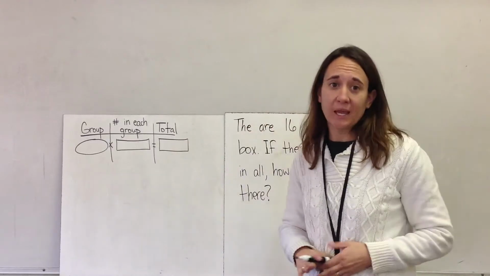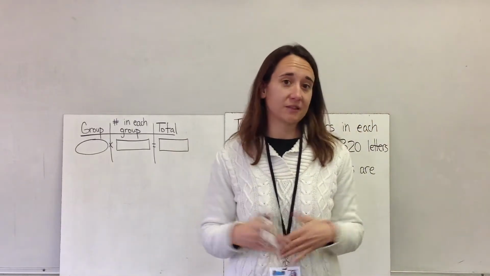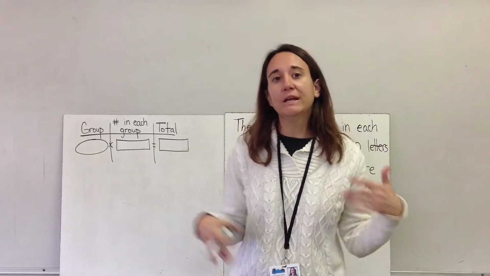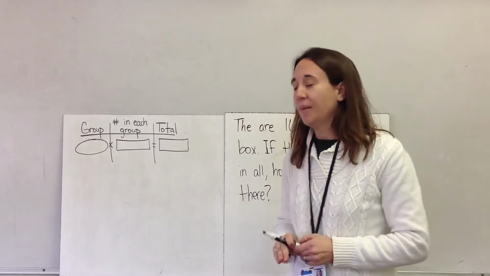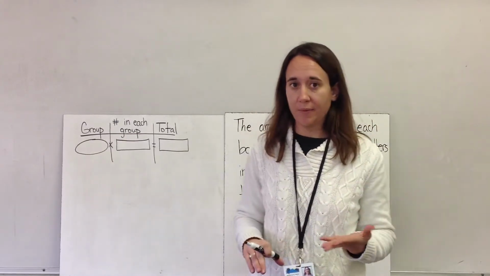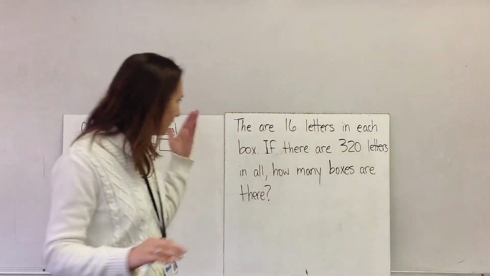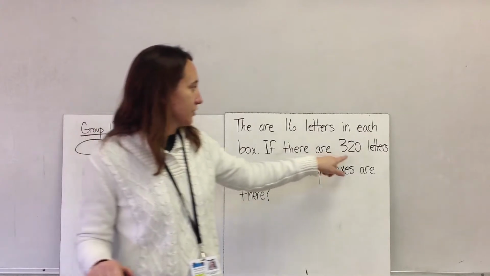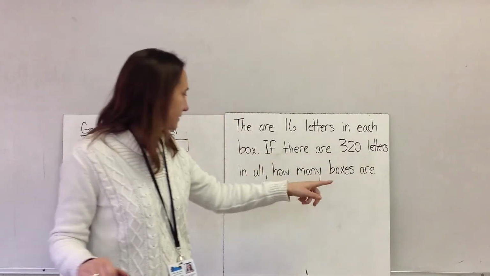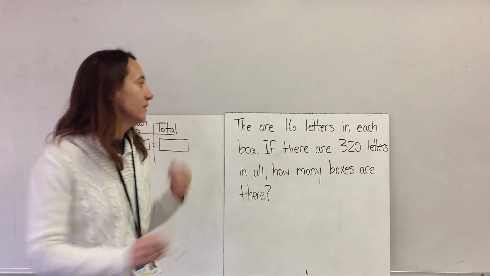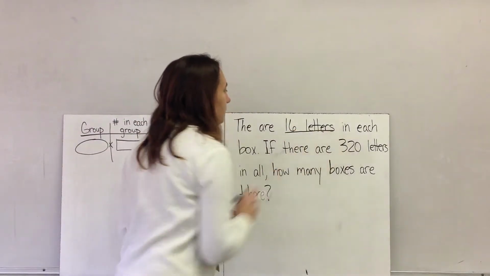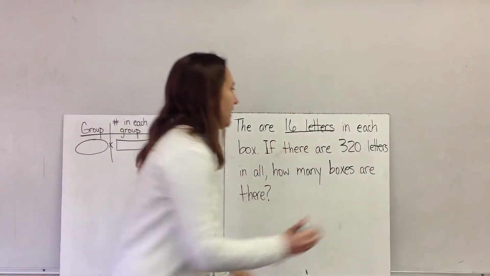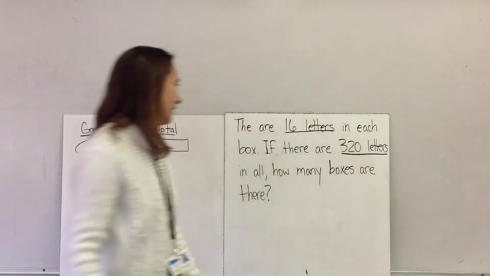There's different types of multiplication problems and division problems, just like there's different types of addition and subtraction problems. But the one that we've been focusing on the most this year has been what's called equal groups problems. So these are problems like this where you have, for example, there are 16 letters in each box. If there are 320 letters in all, how many boxes are there? So in this case, the kids have learned you underline any number and whatever that number is describing. So 16 letters and 320 letters.